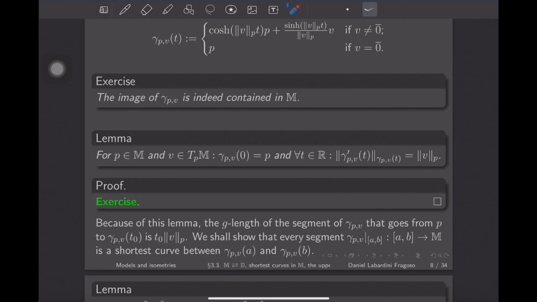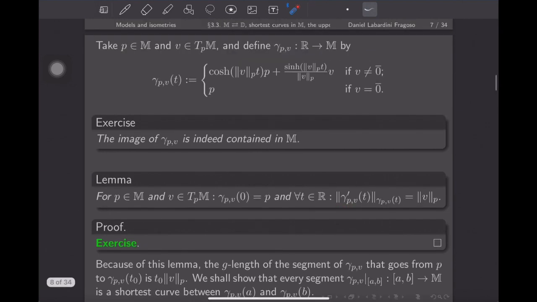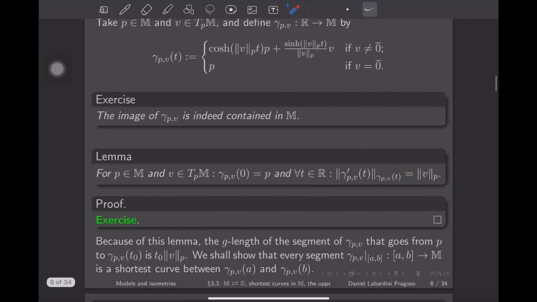So what's the exercise? Well, you have to take the derivative of this expression with respect to t, then pair it with itself using Minkowski's form, and then take the square root. After you do all that, there will be enough cancellations so that this survives. That's the point.